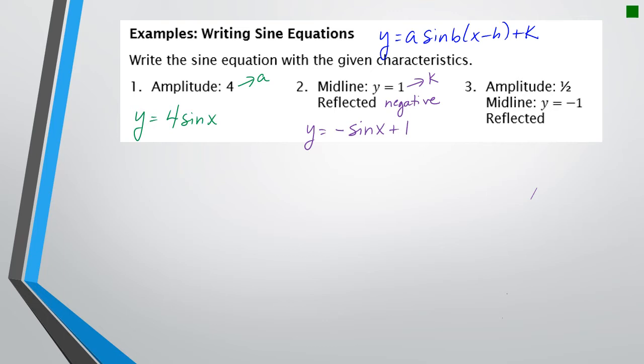For the last one, number 3, we have an amplitude of 1/2, so that's our a value. Midline is negative 1, that would be your k value. And then it's also reflected, which means we're going to have a negative. So we're going to have a 1/2 in front, and it's also going to be negative since it's reflected. So we're going to have negative 1/2 sine of x. And then the midline is negative 1, so we're going to have minus 1.